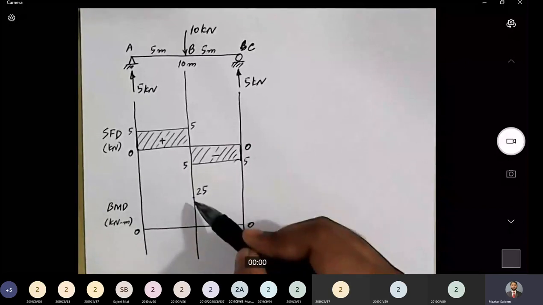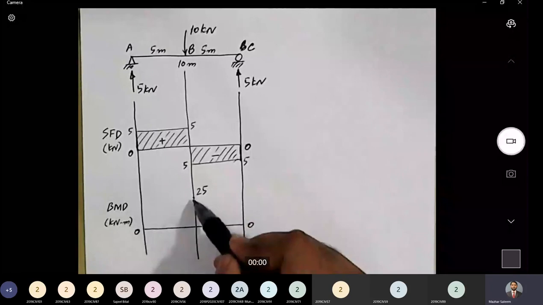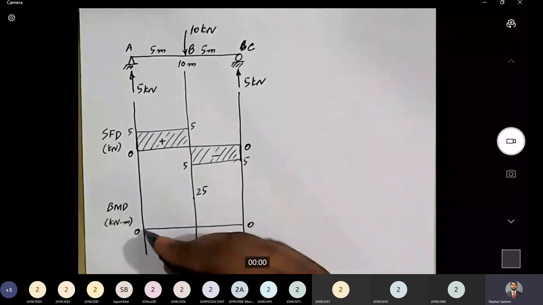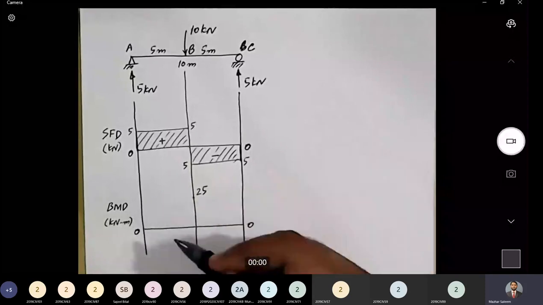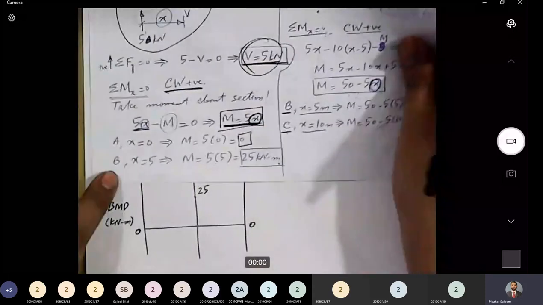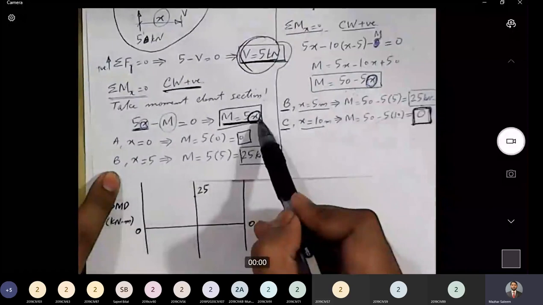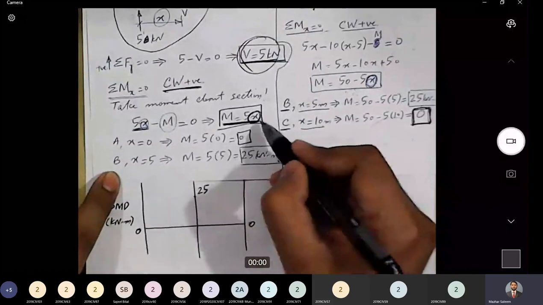Next question is, how should we join these points from 0 to 25 and 25 to 0? Should I join it with a straight line or with a curved line, convex up or concave up, or what? For that, we will have to look at the equation of bending moment for these portions. Now, let's see the equations.